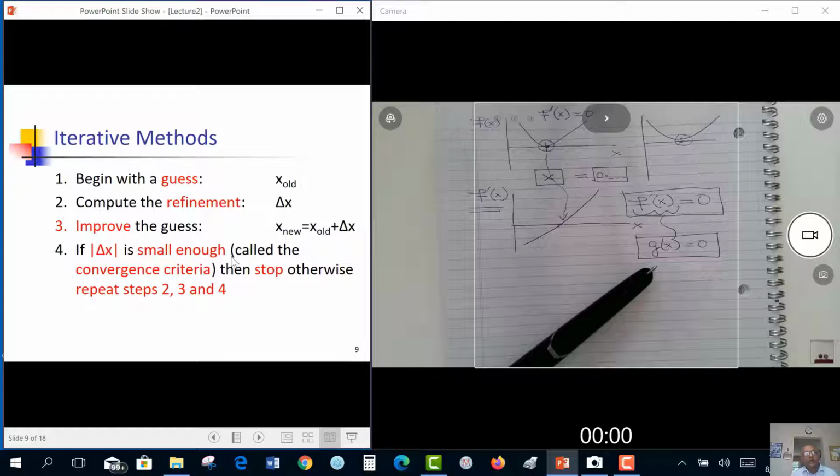Now if delta x is small enough, we will stop. This is what is called the convergence criteria: when do we stop iterating or searching for our solution? Otherwise, we keep repeating steps 2, 3, 4 till we converge. So that's the key idea. Begin with a guess. The method gives us a way to find a refinement. We improve the guess and then test for convergence.